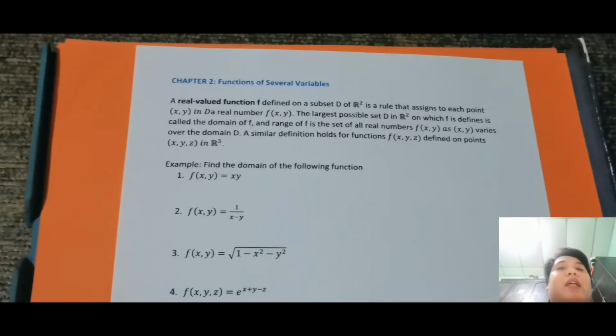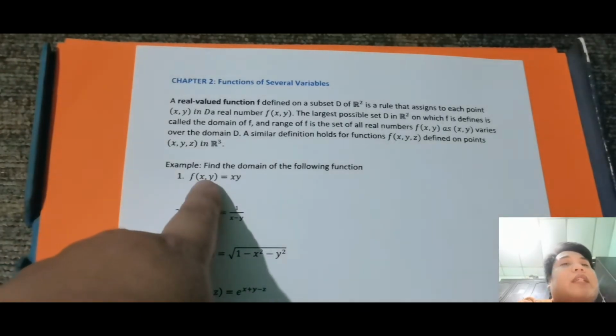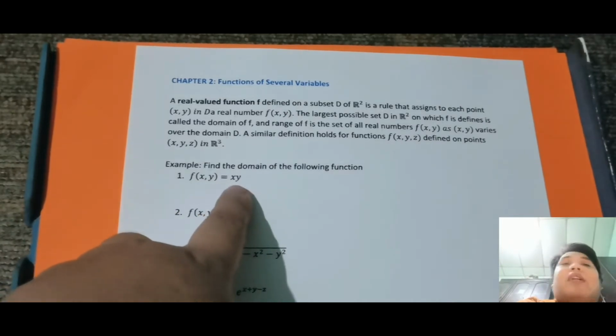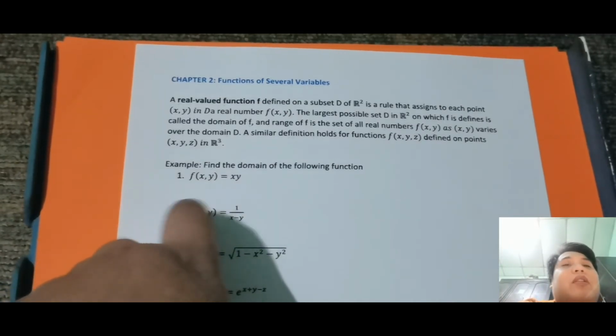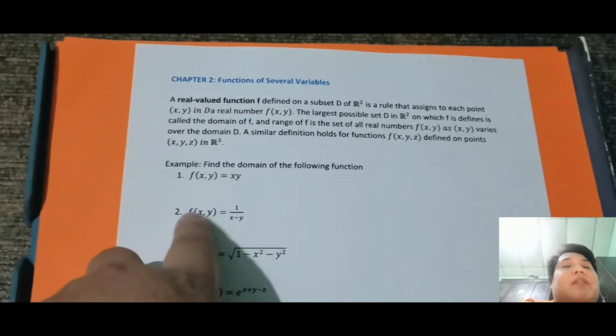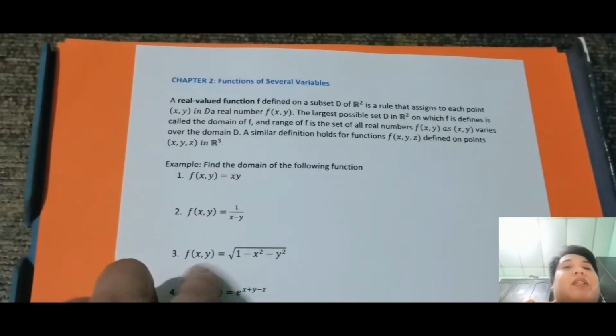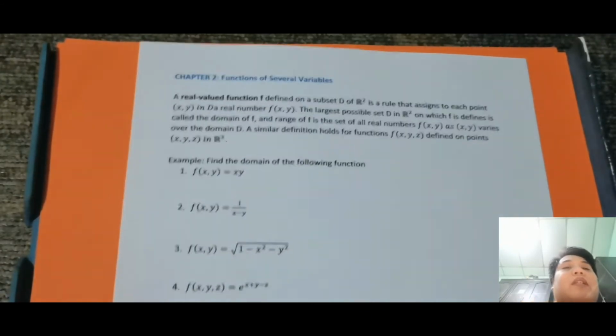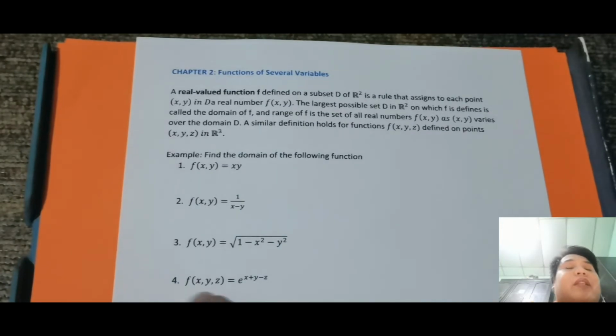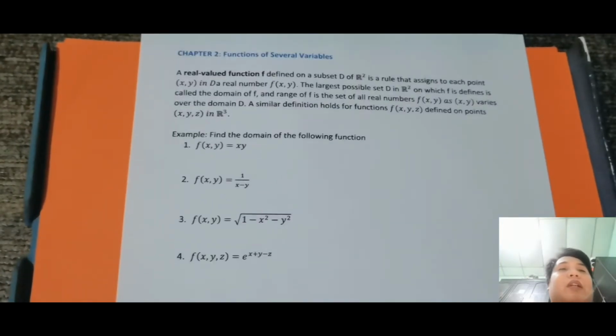Okay, so example, find the domain of the following. Ito muna yung mga example ng ating real valued function defined on R squared and defined on R cubed. Ito ay R squared kasi x, y, so 2 variable lang yung ginagamit, 2 independent variable. Then this is also an independent variable, and lastly, this is 3 independent variable. So defined on R3 naman siya.